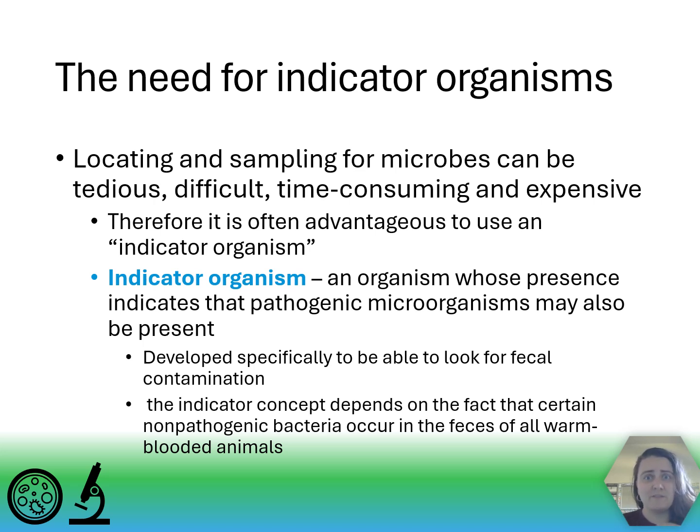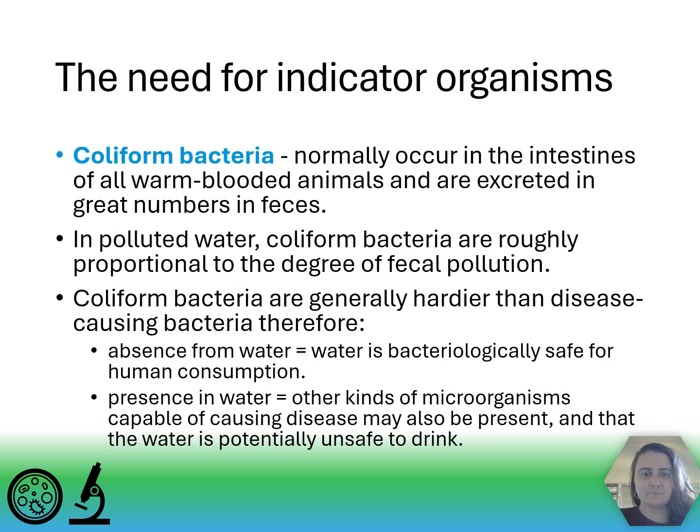They were developed specifically to look at fecal contamination. When we say fecal, it's exactly what you think it is. It's feces. It's what's shed out of your body as excrement, right? And unfortunately, we're going to have to talk about that topic. Basically the idea of an indicator organism is that non-pathogenic bacteria occur in the feces of all warm-blooded animals. And so if we can find some of these indicator organisms, they may tell us if there's other things going on in the system. So that's the purpose here.